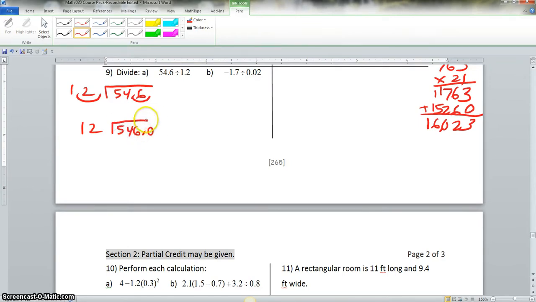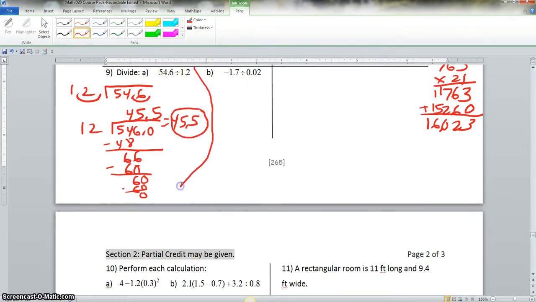We may not need it, but let's go. 12 into 54 goes 4 times. So 54 minus 48 is 6. We'll bring down our 6. 12 goes into 66 5 times. 5 times 12 is 60. 66 minus 60 is 6. Then we'll bring down this 0. 12 goes into 60 5 times. Bring up this decimal. 5 times 12 is 60. And we have no remainder. So our final answer here is 45.5.